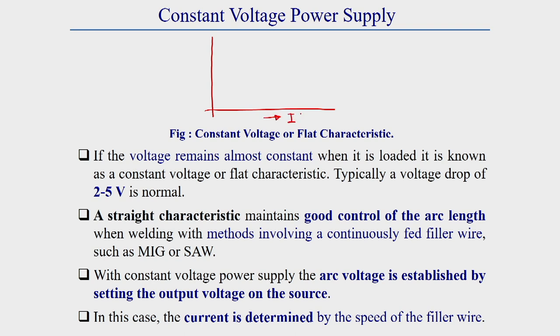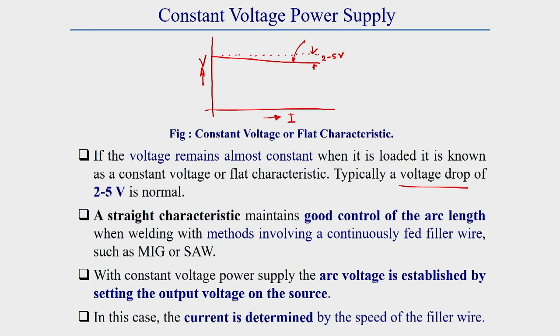As I always told you, the vertical axis represents voltage V and the horizontal axis represents current. Here the constant voltage power source characteristic curve looks like this. The maximum voltage drop is around 2 to 5 volts within this range. Why is it called a voltage characteristic curve? Because this characteristic line is almost horizontal, where there is only a small variation of voltage. The voltage remains almost constant, that is why this is called the constant voltage power source curve.